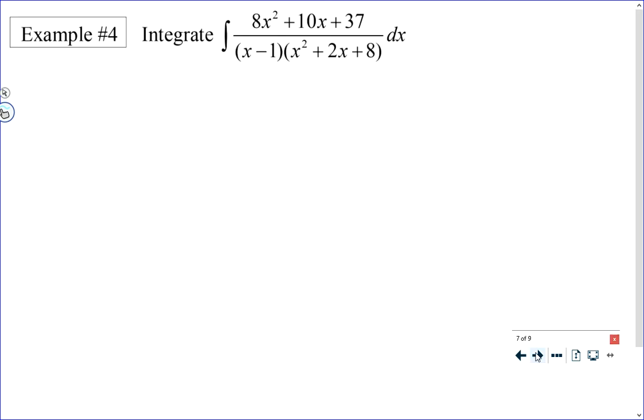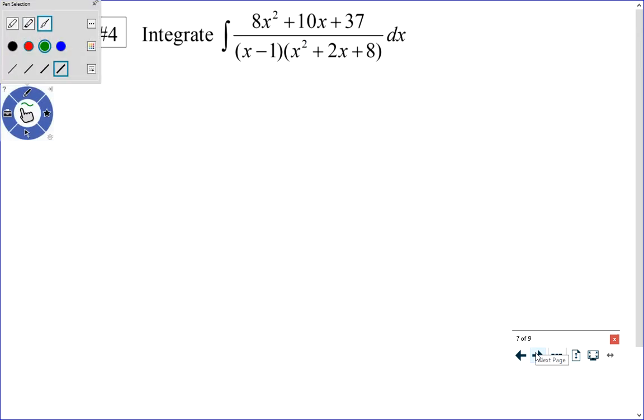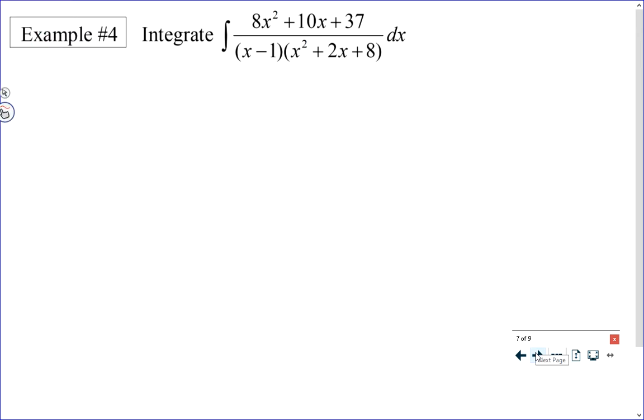Example 4 is different than anything we've looked at. Example 4 has what we call an irreducible quadratic factor in the denominator. What does that mean? It means that we have a quadratic factor in the denominator that's not factorable. So we are still dealing with a situation here, everybody, where the degree in the numerator is smaller than the degree in the denominator. We have a quadratic polynomial, which is degree 2 in the numerator, over a cubic polynomial, which is degree 3 in the denominator.